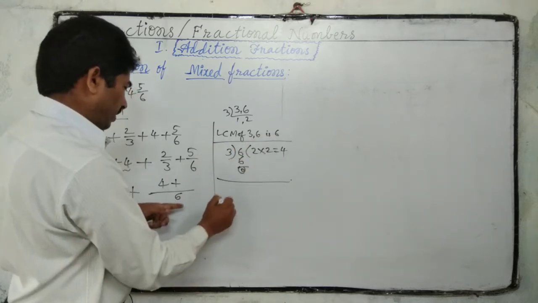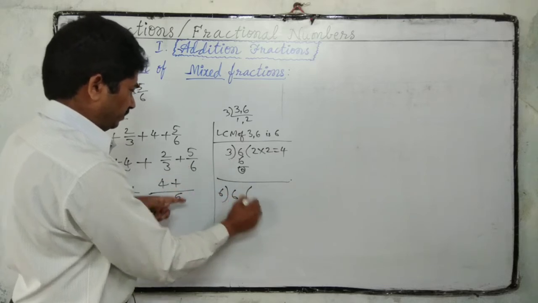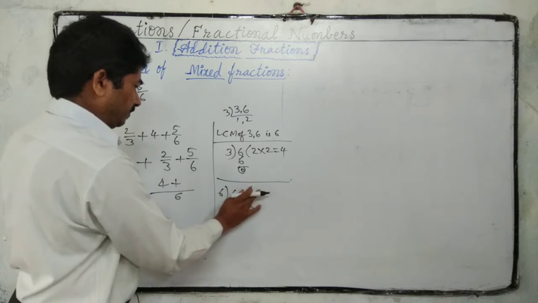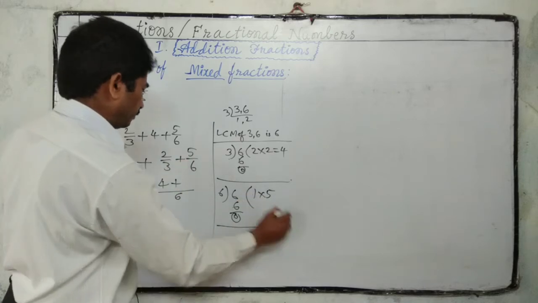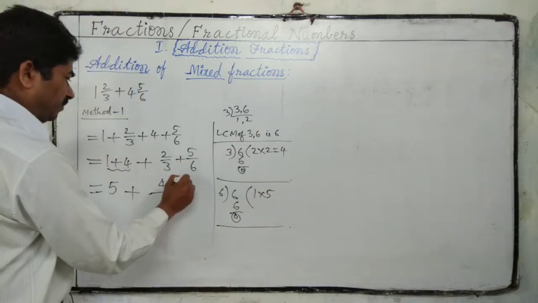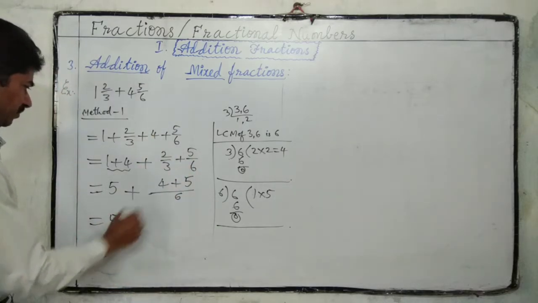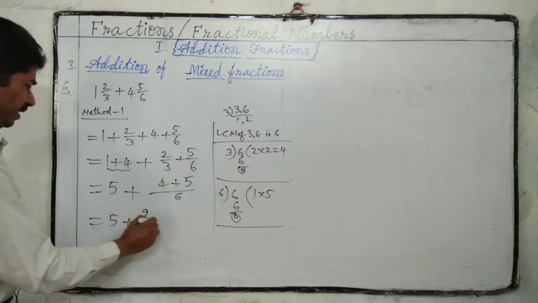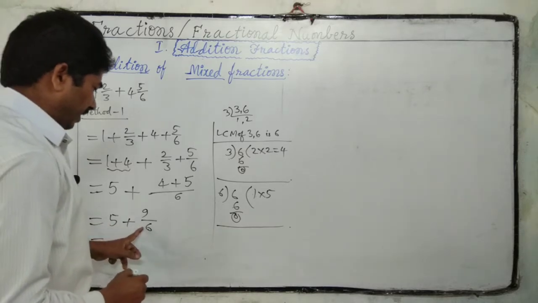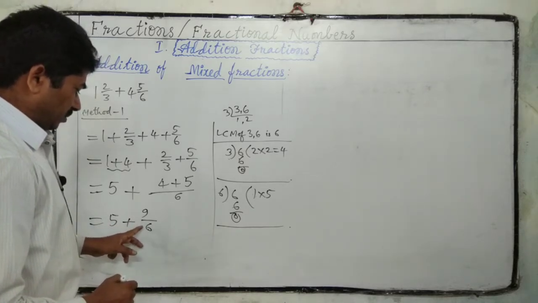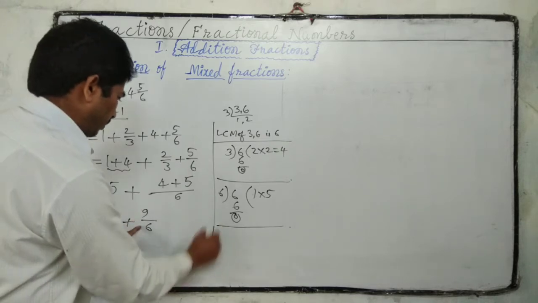Next, divide this denominator with the second denominator of the second fraction. 6 ones are 6, 1 five is 5. So here 5. 5 plus 4 is 9, so 9 by 6. Here we get an improper fraction. We have to convert this into a mixed fraction.